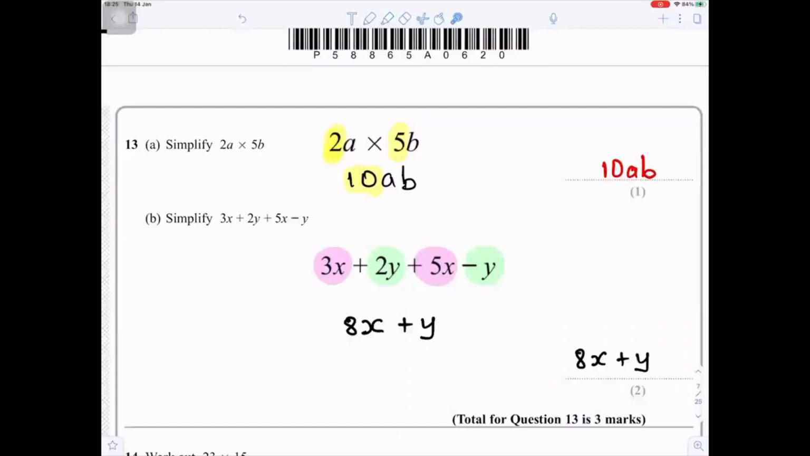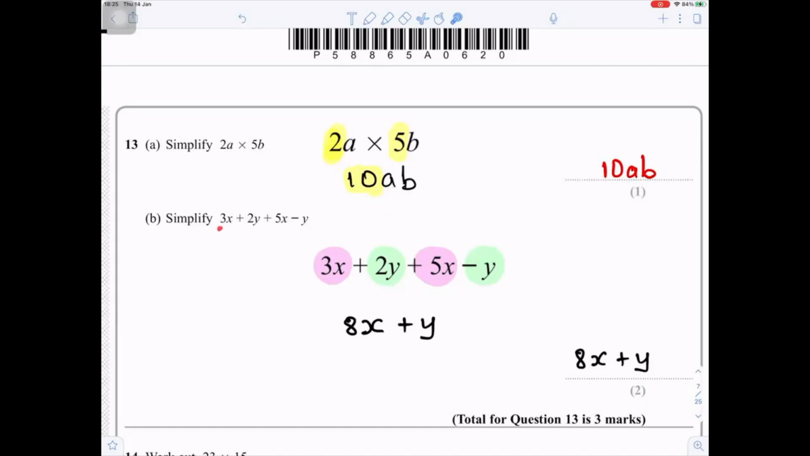Question number 13. Simplify 2a times 5b. I've highlighted the 2 times the 5. It gives you 10. And then a times b. So the answer is 10ab. And we put the a first and the b next.